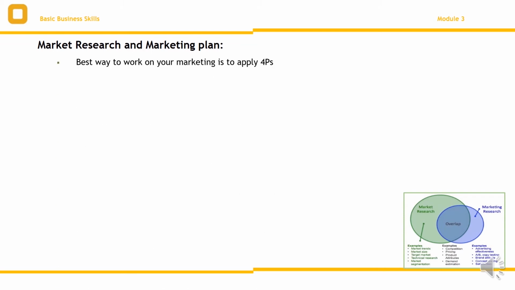So the best way to work on your marketing is to apply all 4 P's of marketing, your marketing mix, which is your product, your price, your promotion. You need to make sure that you align the 4 P's to the needs of your target market. So therefore, that means that you must be able to fully understand what the needs and wants of your target market are, so that you're able to deliver the correct product or service.